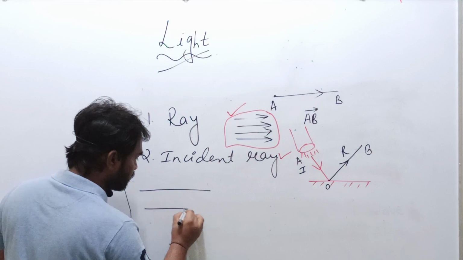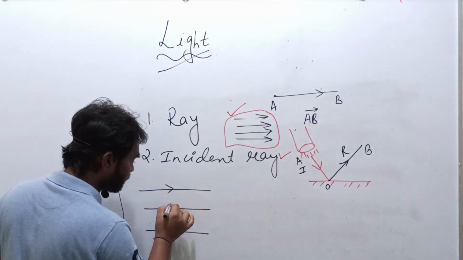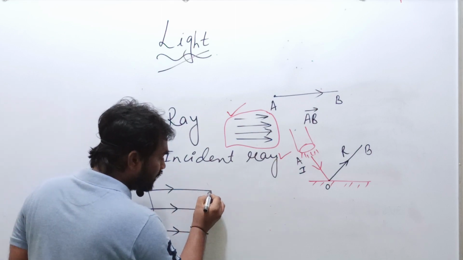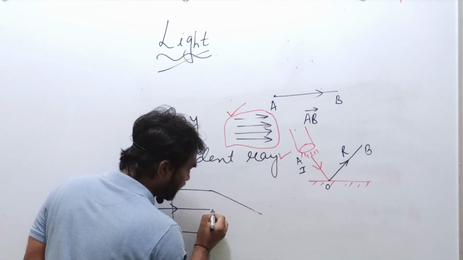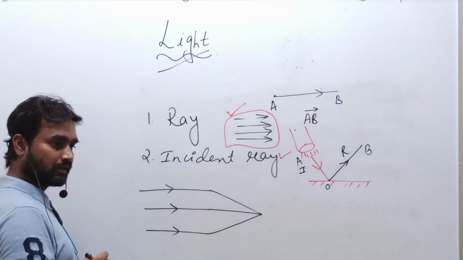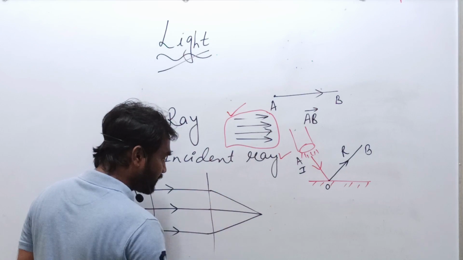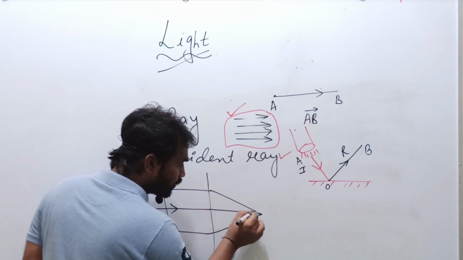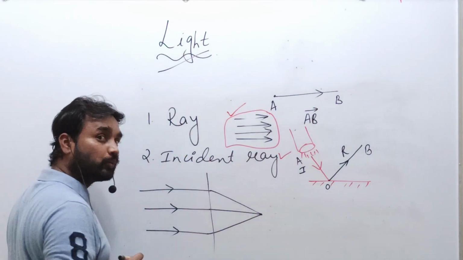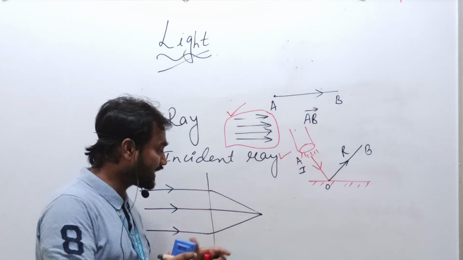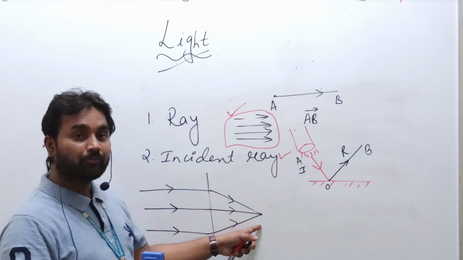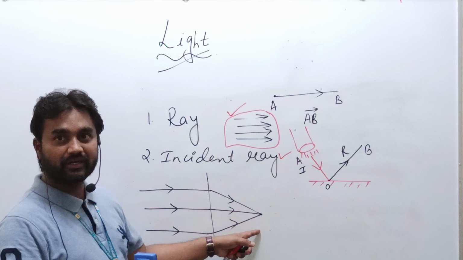Let me take this. These are a parallel beam of light. After a certain point, all these rays are going to bend, and they are going to meet at one point. This point, where they converge, we call convergent. These light rays are called a convergent beam of light, because all the rays are going to meet at one point.